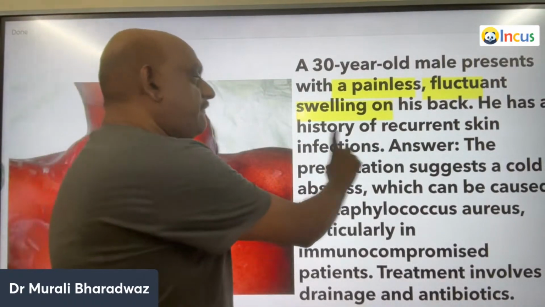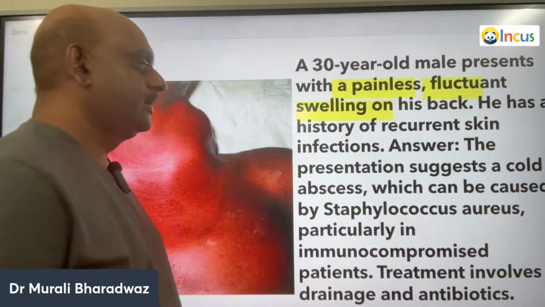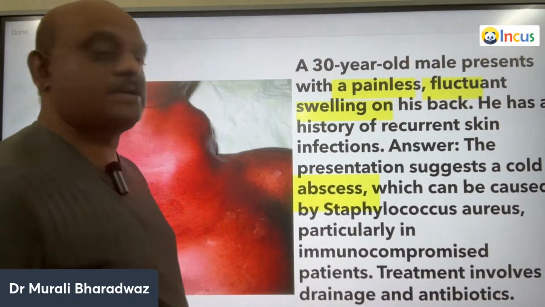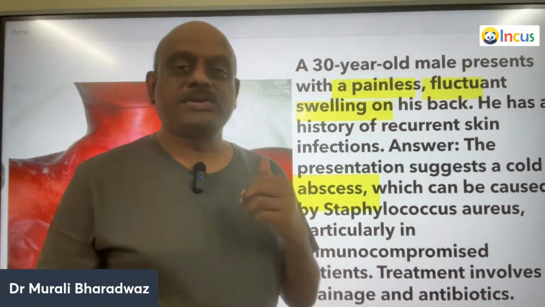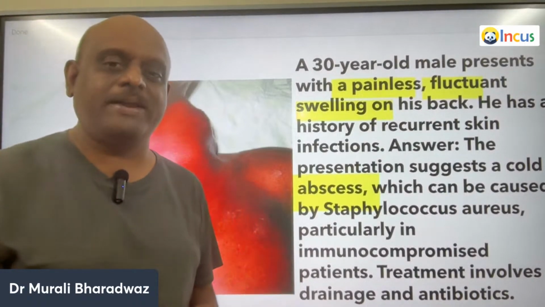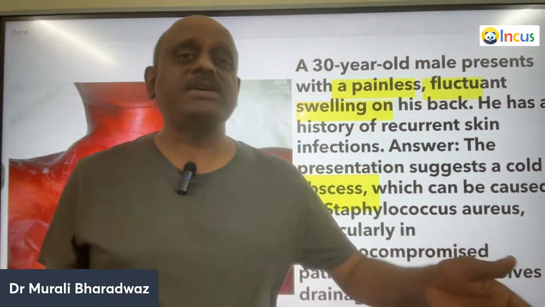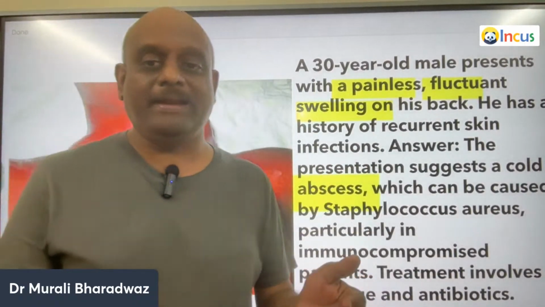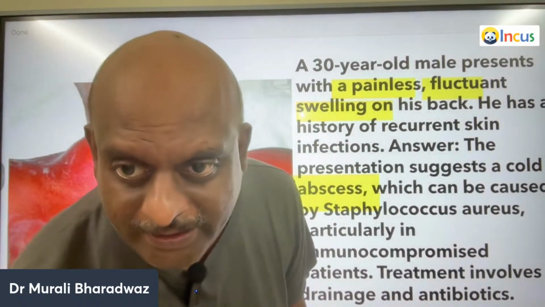A 30-year-old male presents with painless fluctuant swelling on his back. He has recurrent skin infections. So what does it suggest? Cold abscess. Cold abscess is caused by Staphylococcus aureus, especially in an immunocompromised individual where it presents without the classical signs of inflammation like pain, is what you need to basically remember.